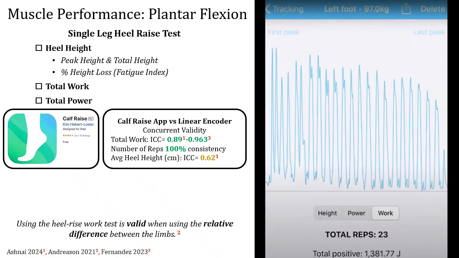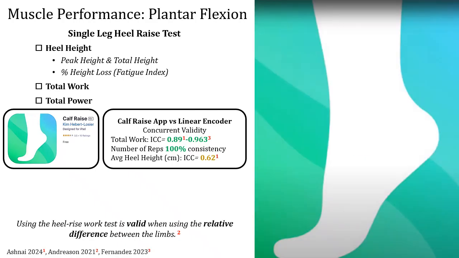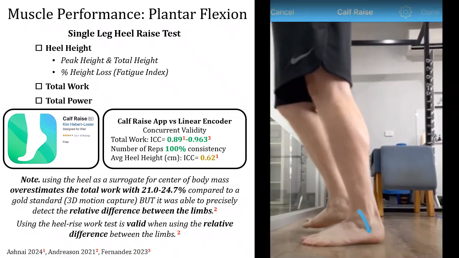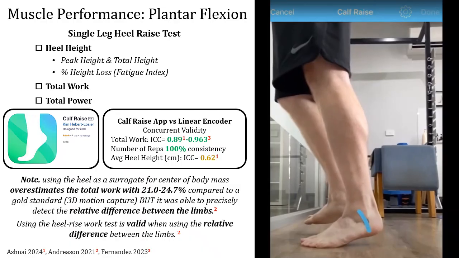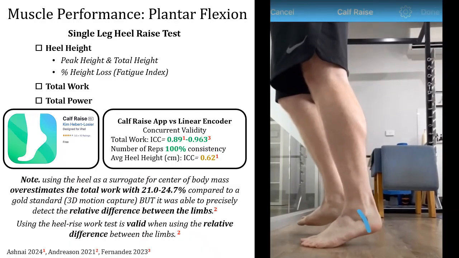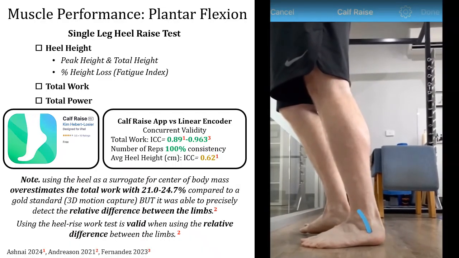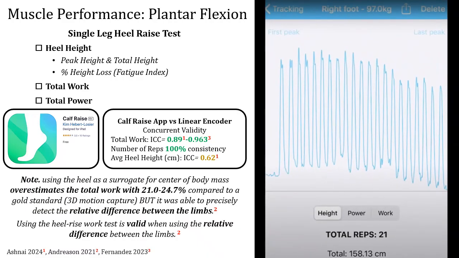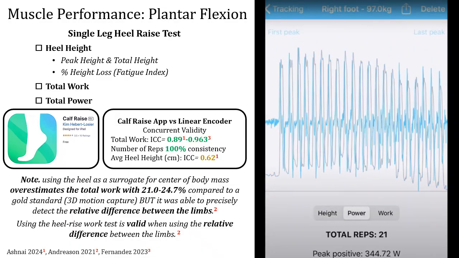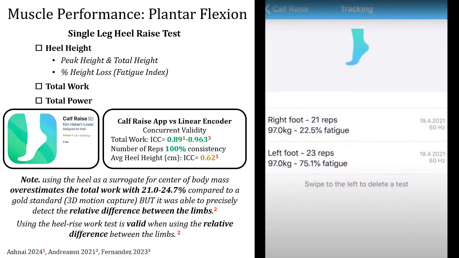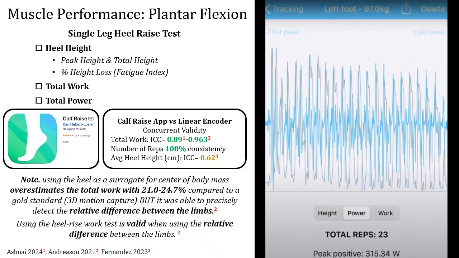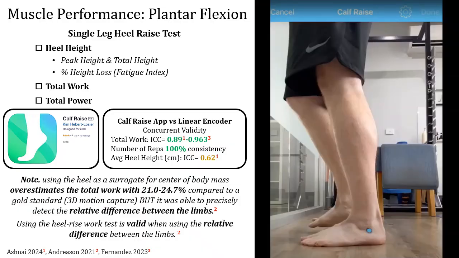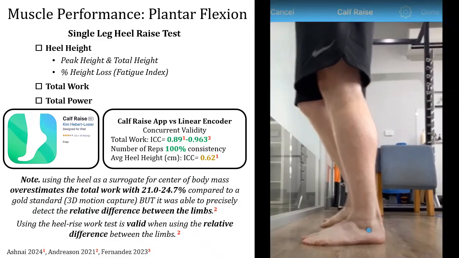The concurrent validity here is good to excellent for total work. Number of repetitions, 100% consistent with a linear encoder. It is important to note that using the heel as the surrogate center of mass for the body overestimates the total work by 21 to 25% compared to the gold standard of a 3D motion capture system, but it is able to precisely detect the relative difference between the limbs, and thus it's a reliable measure even if it underestimates the total power. And we also know that using the heel rise work test is valid when using it relative to the difference in the other limb.